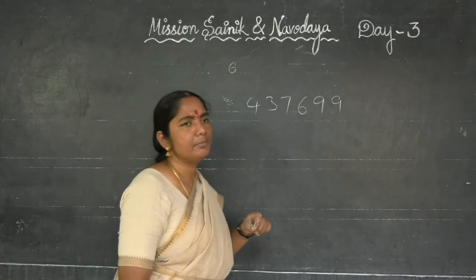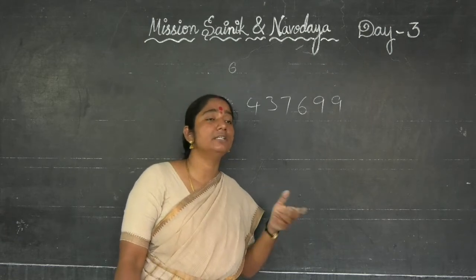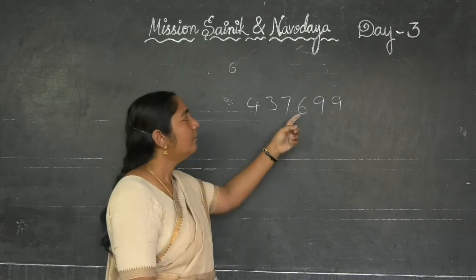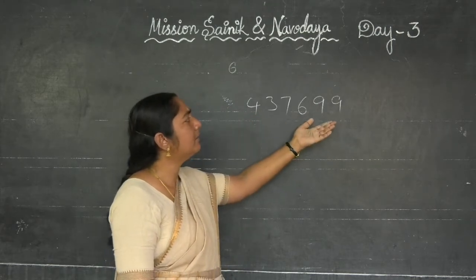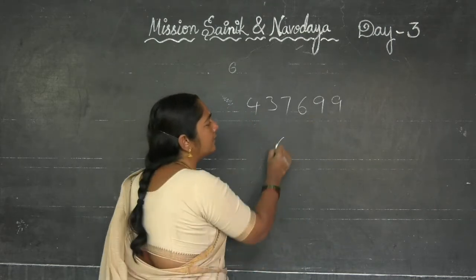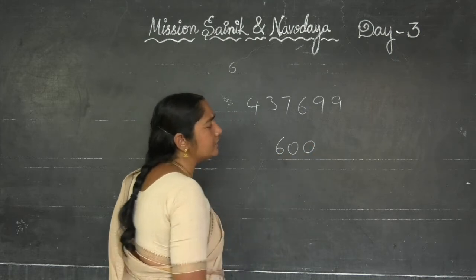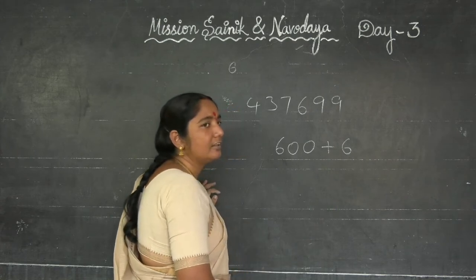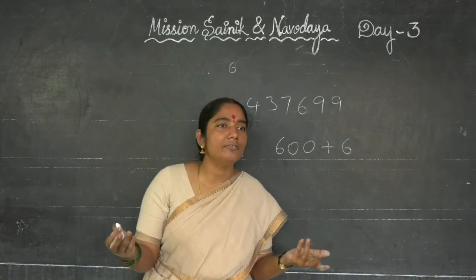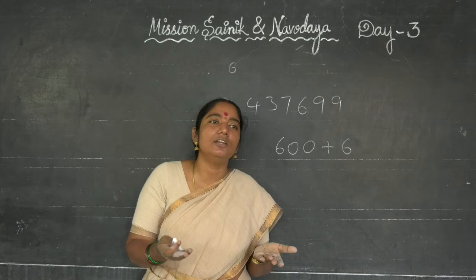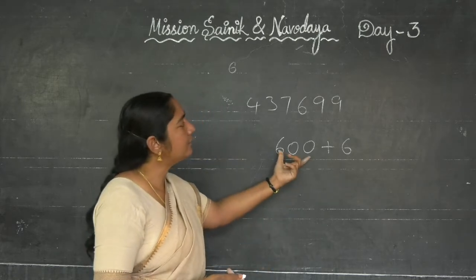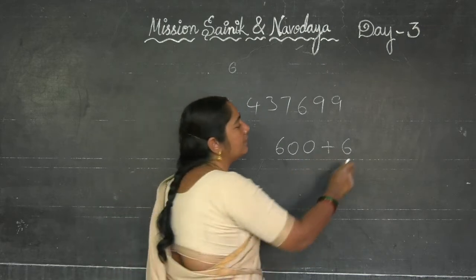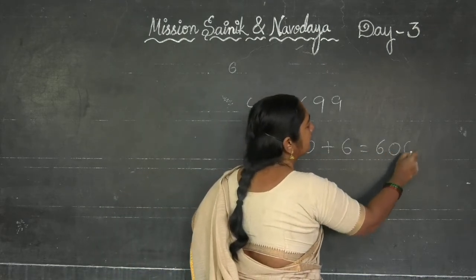Okay, this is also a simple question. Find the sum of the place value and the face value of 6, which means you have to add the two. In this particular number, the place value of 6 is 600, and the face value of 6 is 6. So the sum is 600 plus 6, which is 606.